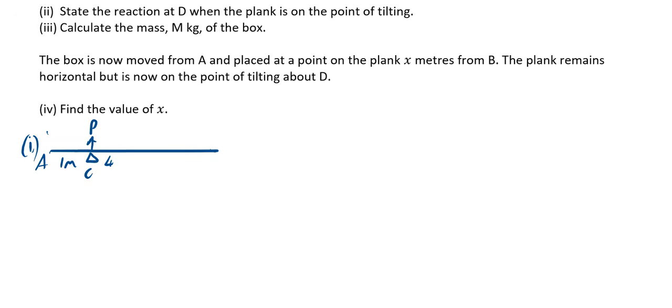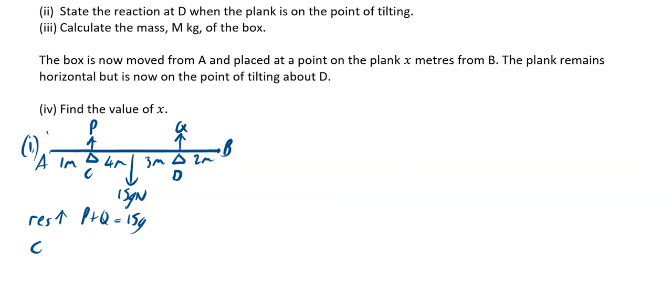Then I had 4 meters, then I had my 15G newtons, then I had 3 meters, then I had my D, and going vertically up we have got Q, and then we had 2 meters, and then we had our B. So resolving vertically, P plus Q clearly is equal to 15G, and I'm going to take moments about C.